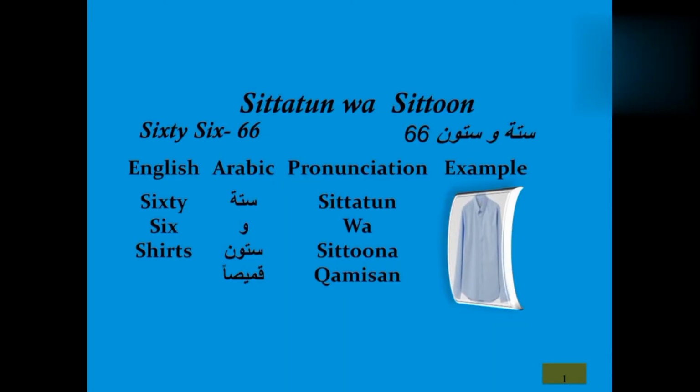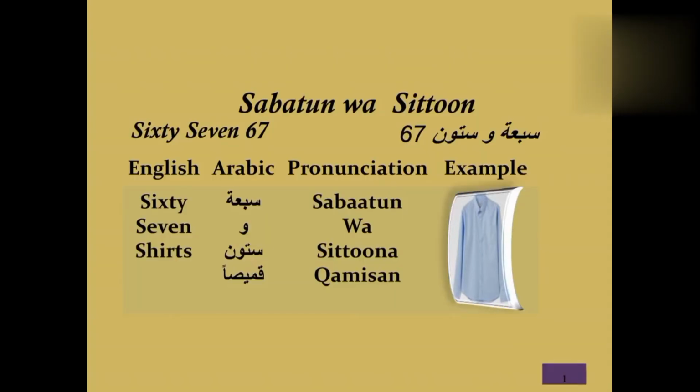Now see 66 number. For 66 number we use in Arabic Sittoon wa Sittoon. Sittoon wa Sittoon means 66. Now see the example. 66 shirts. For 66 shirts we can say in Arabic Sittoon wa Sittuna qamisan. Now see 67 number.